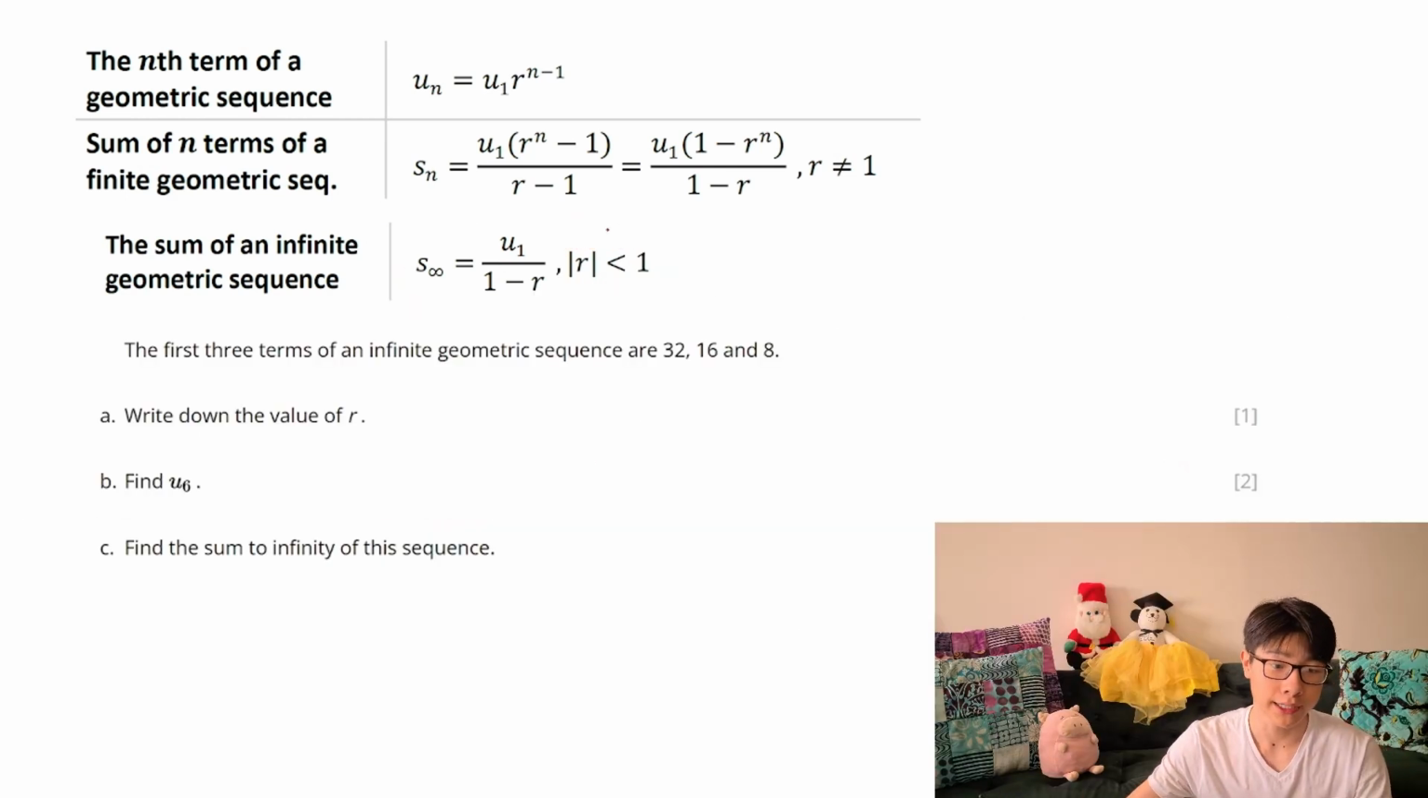So now let's do a couple practices. The first 3 terms of an infinite geometric sequence are 32, 16, and 8.